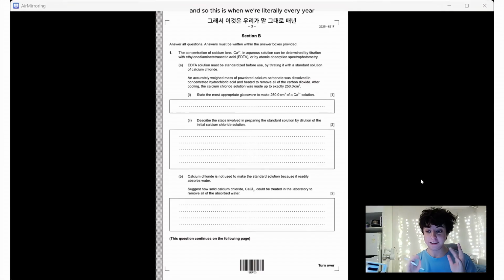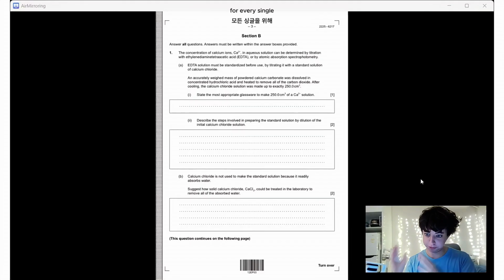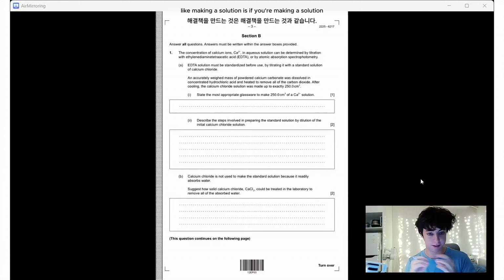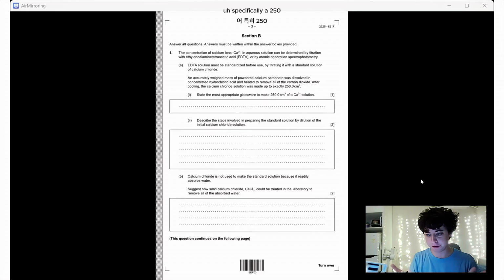solution. Okay. And so this is one where literally every year in the subject report for the IA, the moderators get mad at students because they say students should be using volumetric glassware for every single, like, making a solution. If you're making a solution, you should not be using an Erlenmeyer flask. You should not be using a graduated cylinder. You should not be using a beaker. You should be using a volumetric flask. And they get mad about this every year. And this is echoed in the mark scheme, because the mark scheme is, it's a volumetric flask, specifically a 250, but you don't have to say the size.